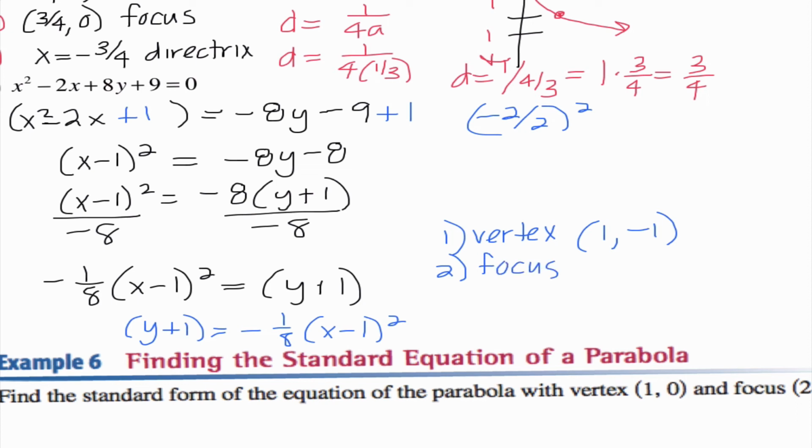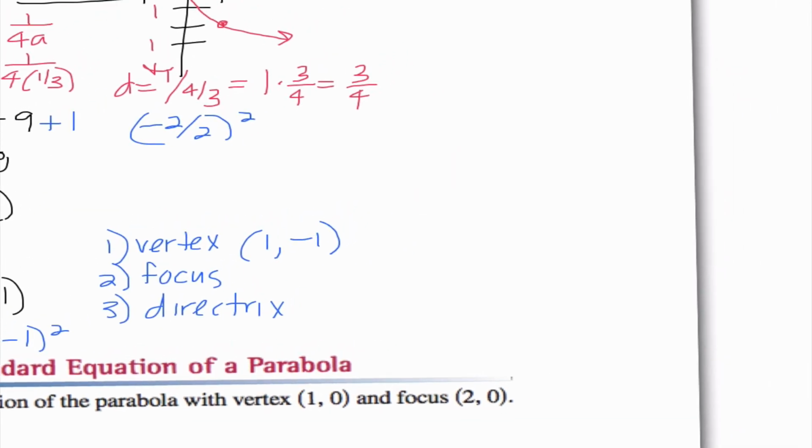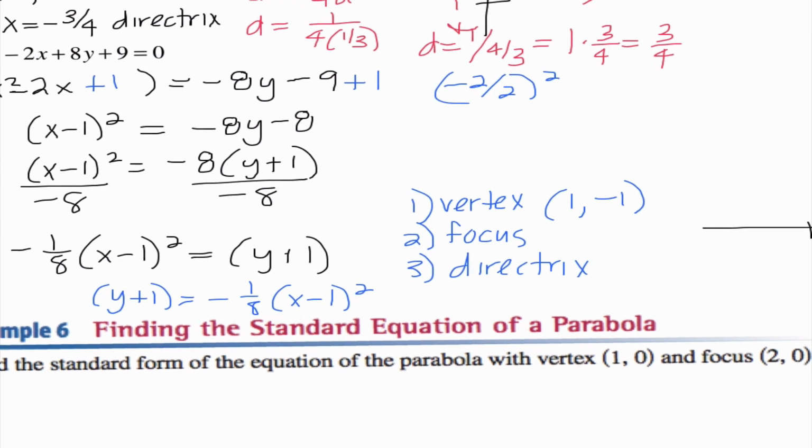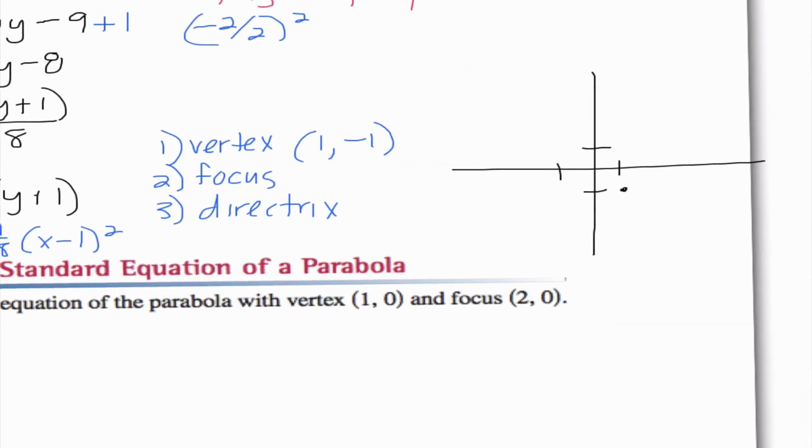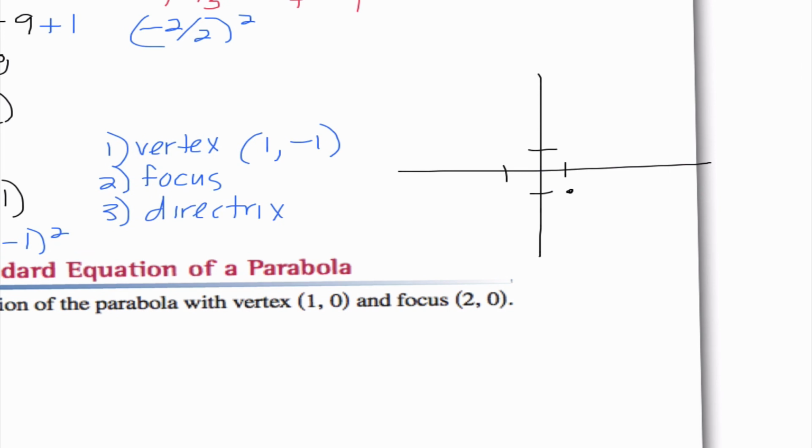We know we also need to find our focus and our directrix, but I'm going to go ahead and graph this first, because in order to determine what the focus and directrix are, we need to know what direction we're moving in. Okay, so here's 1, negative 1. If we look back at this, since it's y equals, I know it's either going up or down. This negative 1/8 is telling me it's going to go down, and the 1/8 is telling me it is a fatty fraction.